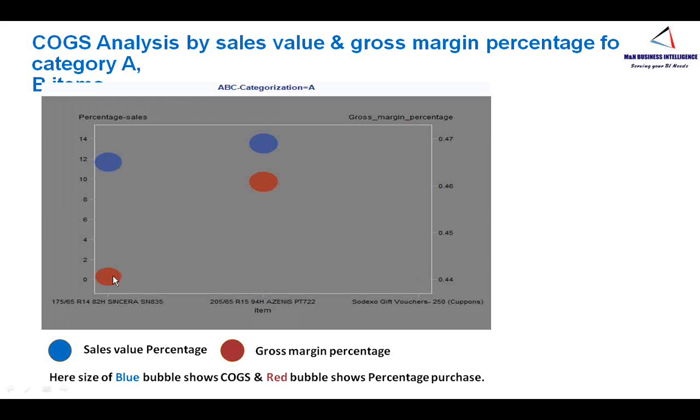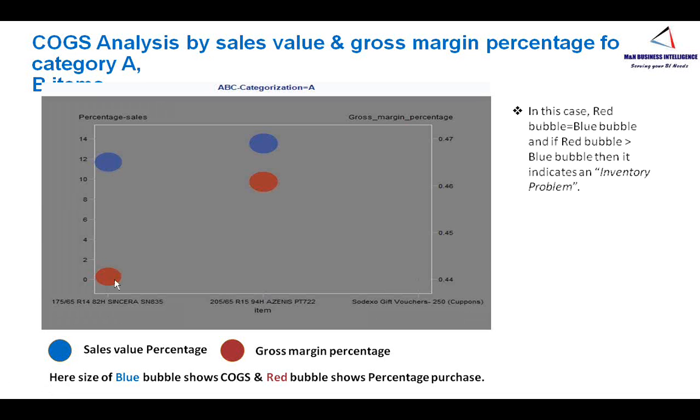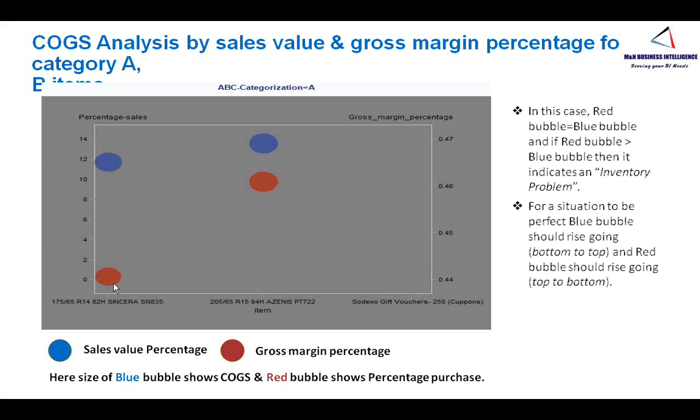So effectively the size of these two should be the same if the situation is normal. Now what we need to look at is the distance between these two. So if you look at it, for a situation to be perfect, the blue bubble, if we go from bottom to top, the size of the blue bubble should increase. That means basically your percentage sales should increase.